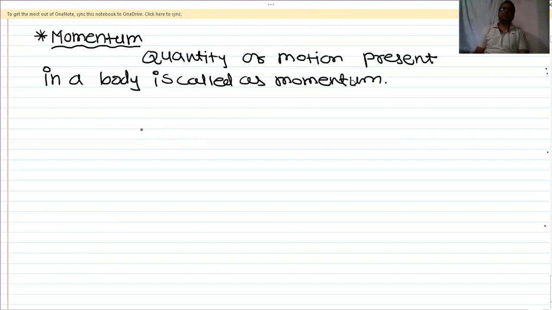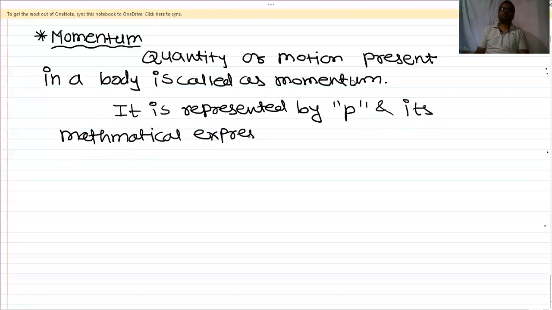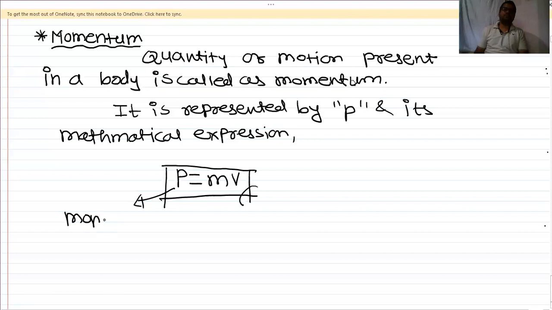So you can write here, momentum is represented by capital P, and its mathematical expression you can write: P is equal to m into v. So you can write, momentum is the product of mass and velocity. This is P, the momentum, this is m, the mass, and this is v, the velocity. Okay, so momentum P is equal to mass times the velocity.